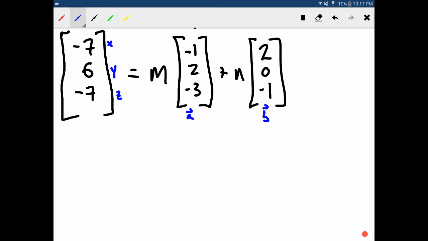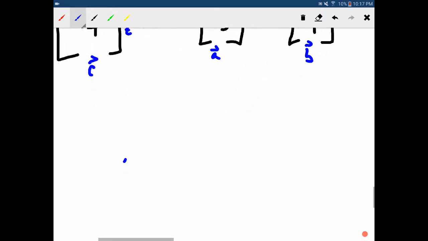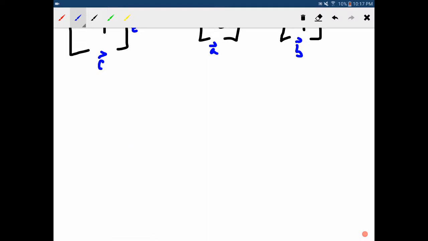Okay, so there exist some m and some n such that when I multiply them by A and B, I can create this vector C here. So we're going to find out what m and n are, or if they do in fact exist. Because if this vector doesn't lie on the plane, then there will be no m and n that satisfy this. So we're going to start by creating three equations this time.